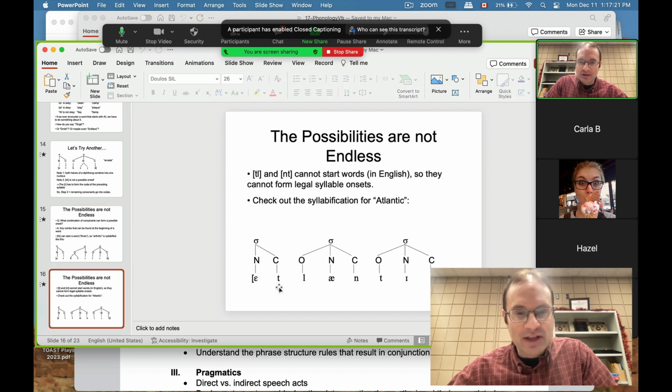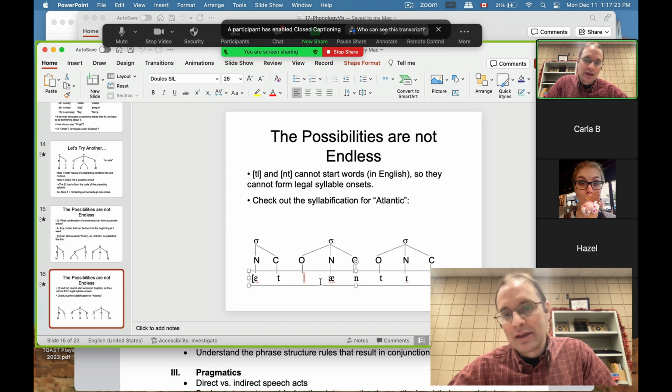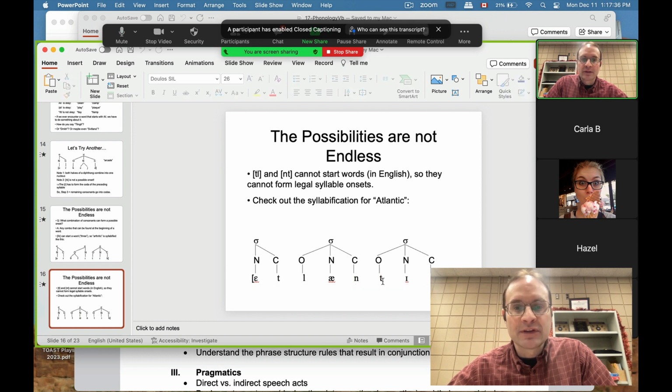I've got this other example here from the notes where, for this particular sequence, tl is not a valid onset in English, so you have to make the syllable break between t and l, but it basically works by the same principles. Here, n and t is where you find the syllable break. So this is the onset, and that has to go in the coda. Does that make sense?